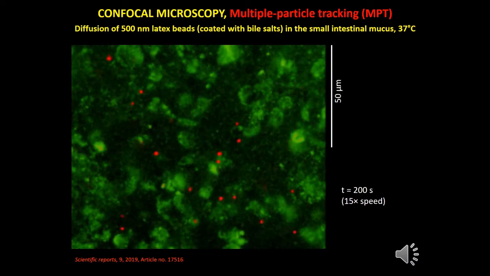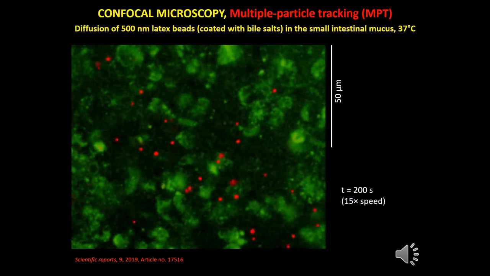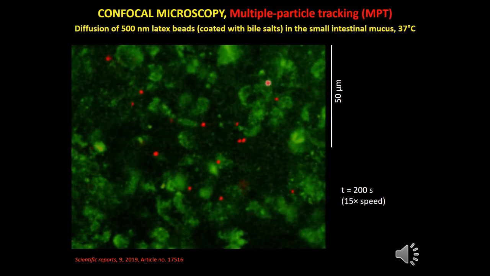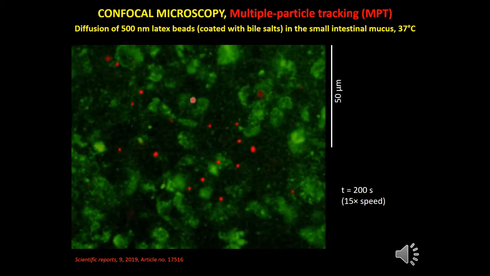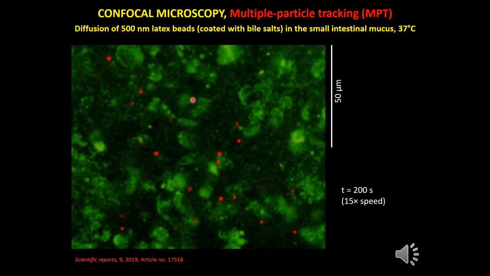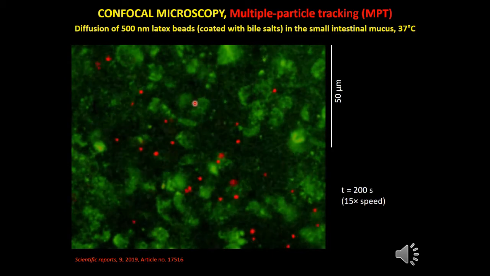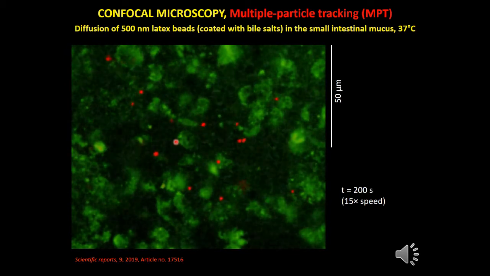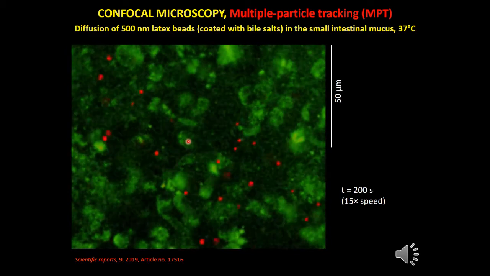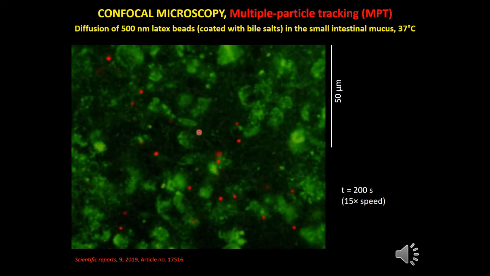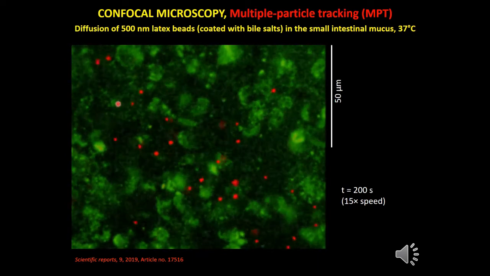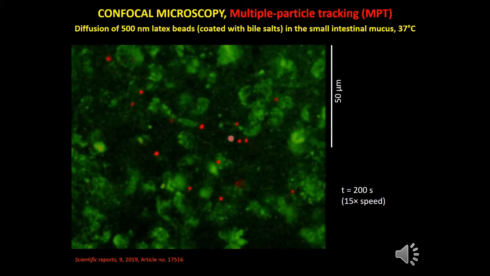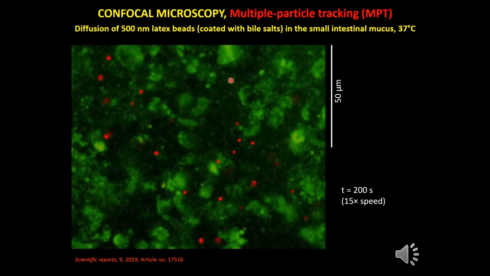This is a video clip showing movement of particles in the small intestinal mucus. The principle of the MPT method is that we can track the position of individual hundreds or even thousands of particles in time. And then from the trajectories we can define some parameters of the microenvironments the particles were exposed to. So here, for example, we can see particles which were immobilized by the mucus structure, whereas some other particles were able to diffuse in the other locations of the mucus.